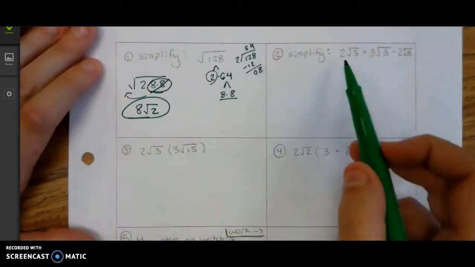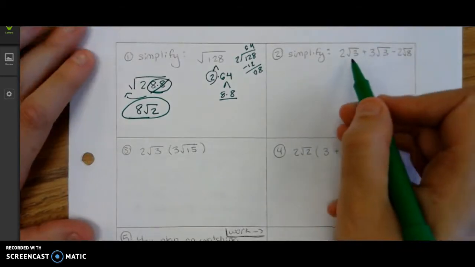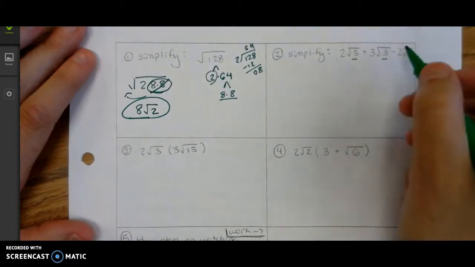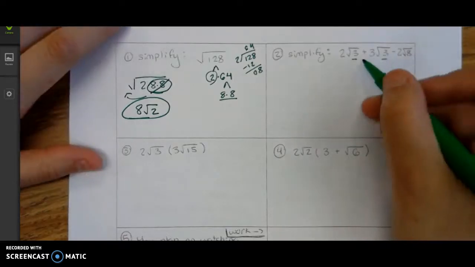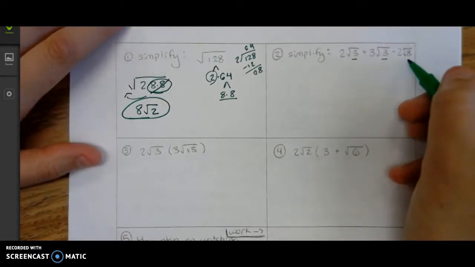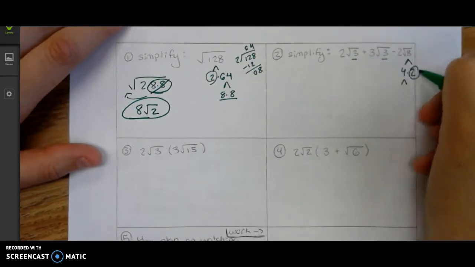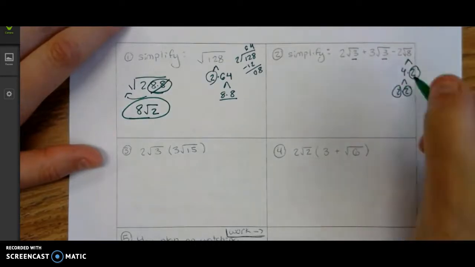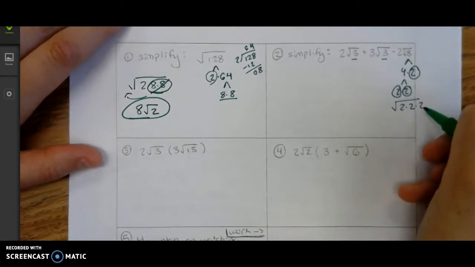Number 2 says simplify, but this time we're adding. So remember, I can combine like terms, so if they have the same radicand, then I can add them. And I have to check and see if I can simplify things before I can add them. So 3 is prime, 8 is not. I can simplify 8. So it's going to be 4 times 2. 2 is prime, 2 times 2. So 8 is 2 times 2 times 2.